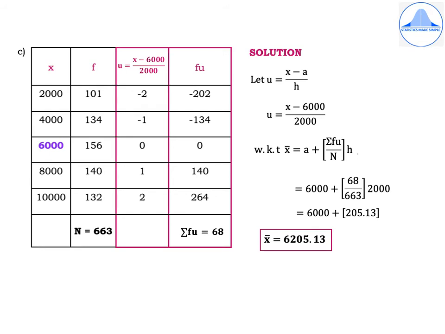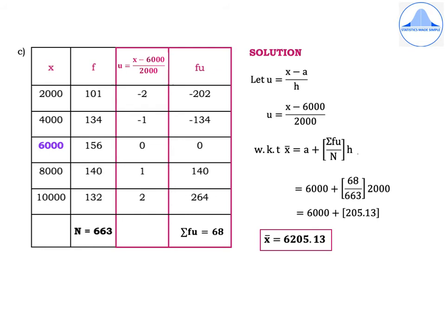So write the formula. We know that x bar is equal to a plus summation fu divided by capital N into h. In the table, the third column is formed, which is u equal to x minus 6000 divided by 2000. On substitution and simplification, we get minus 2, minus 1, 0, 1, 2. The fu values are minus 202, minus 134, 0, 140, 264. Therefore, summation fu is equal to 68.